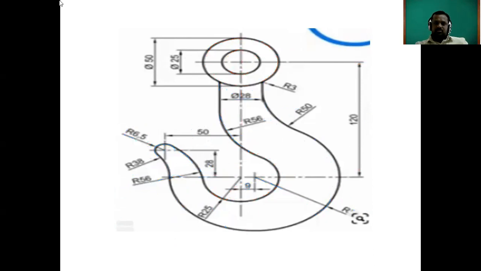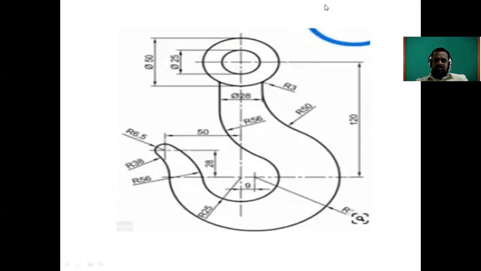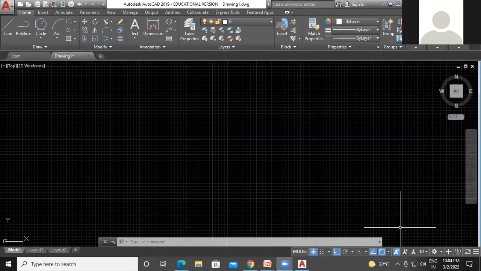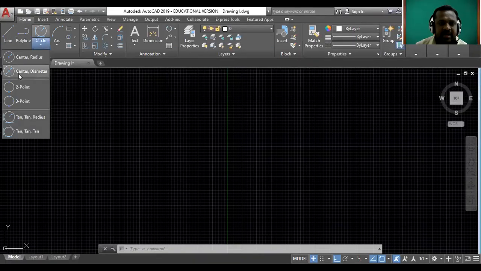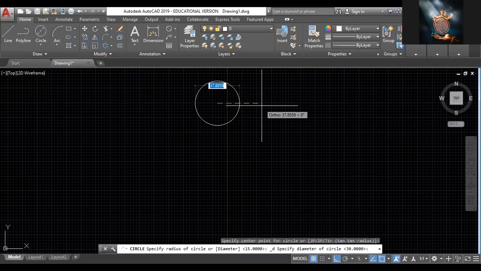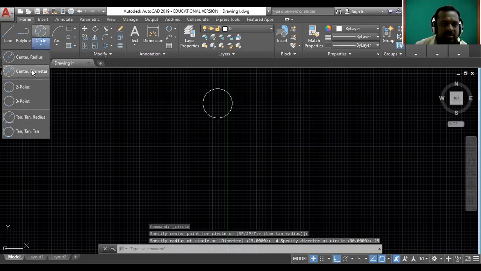So, we will try to draw. Okay, just remember this dimension of that circle. What is the diameter of that circle? That is 25 and 50. First up, we will draw these two circles. Tell me the diameter of both circles. 25 and 50.